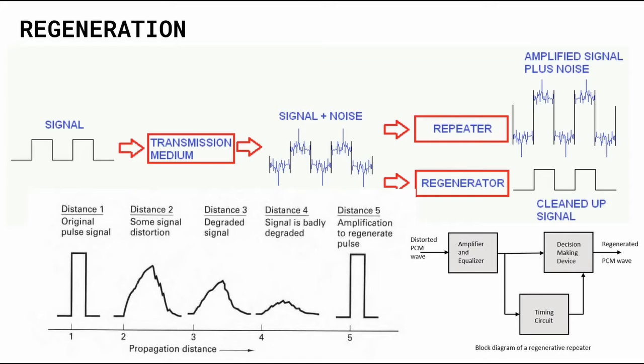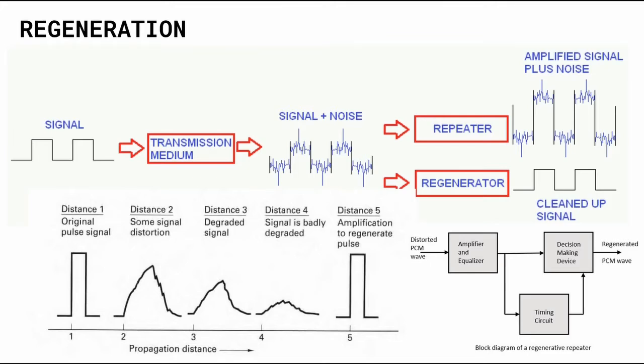Regenerative repeaters consist of three blocks: amplifier equalizer, a timing circuit, and a decision making device. The function of the amplifier equalizer is to shape the received pulses and compensate the effects of amplitude and phase distortion. The output of the amplifier is also given to a timing circuit which produces a train of pulses known as a sampling waveform. Using the sampling waveform, the output of the amplifier is sampled at different sampling instants. If the sampled value is greater than the preset threshold value, the decision making device is enabled.